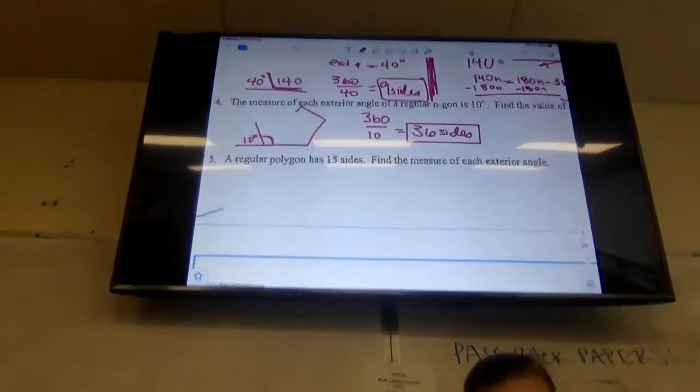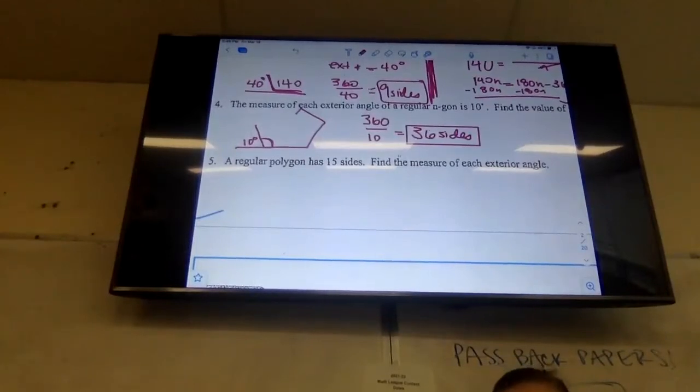So let's do the last one. It says a regular polygon has 15 sides. Find the measure of each exterior angle. What do I do to find the measure of each exterior angle?